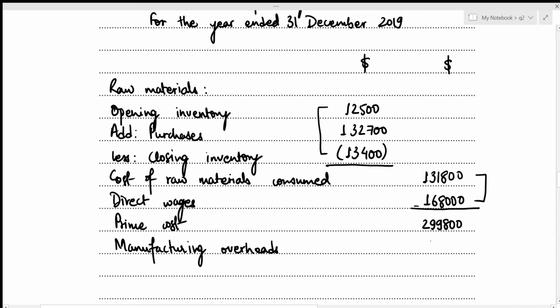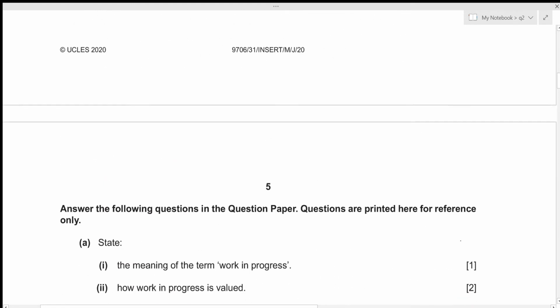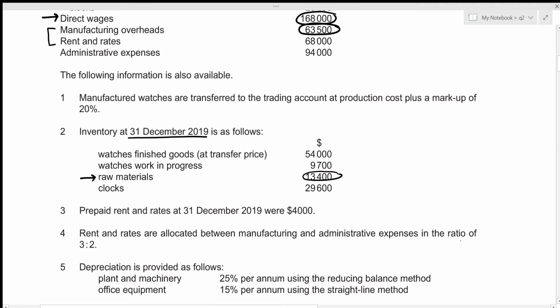And this amounted to 63,500. Okay, let's have a look at other indirect expenses. We are given rent and rates, and we are given additional information relating to rent and rates.